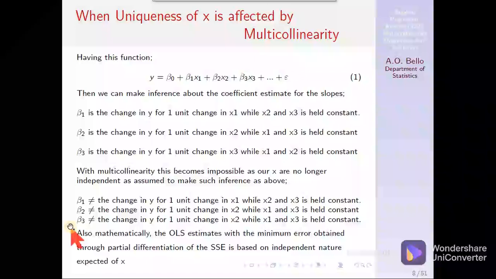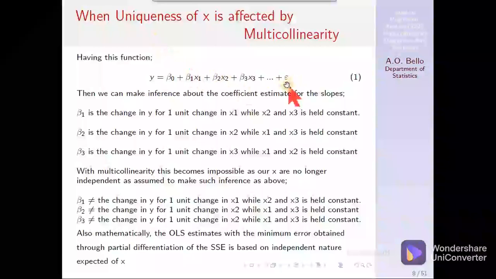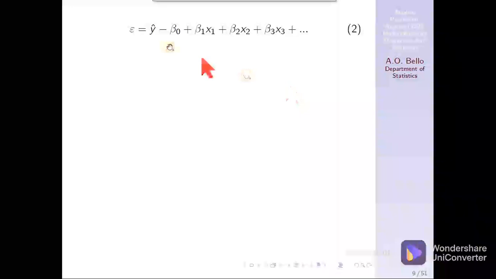Mathematically also, our whole estimate is derived by looking for the estimate where the error is minimum. That's the principle of the OLS estimate. And how do we derive it? We derive it by partial differentiation of our sum of squared error based on the independent nature of x. So what are we talking about? This is still the form of regression model we talked about in question 1. We want to make our error term the subject of the formula. So when we make our error term the subject of the formula, we have this.